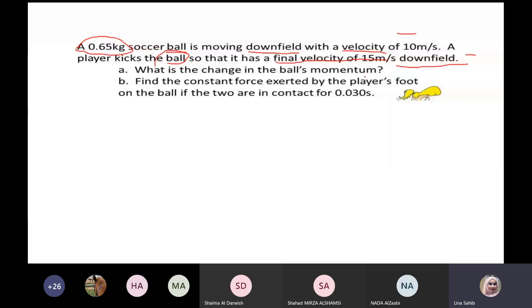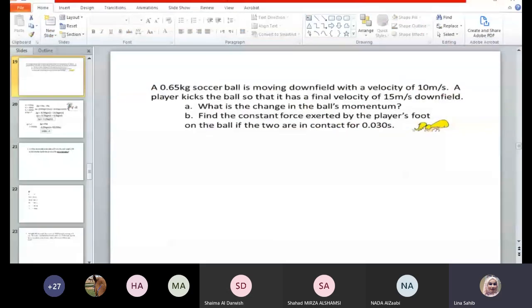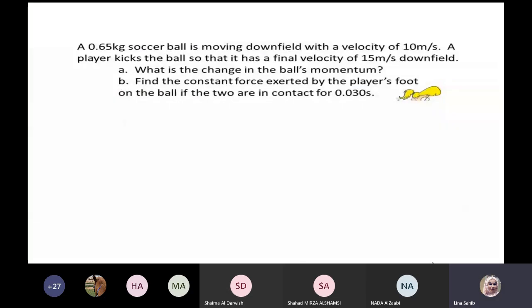So now, open your notebook. Give me 1 second. Open your notebook and write the formula. We need to solve this. After that, we will go to the assessment, which I sent to you by Microsoft. No, after this question.